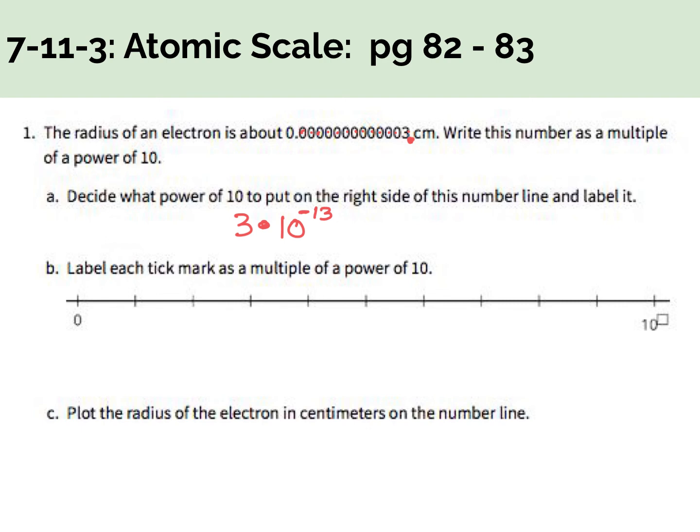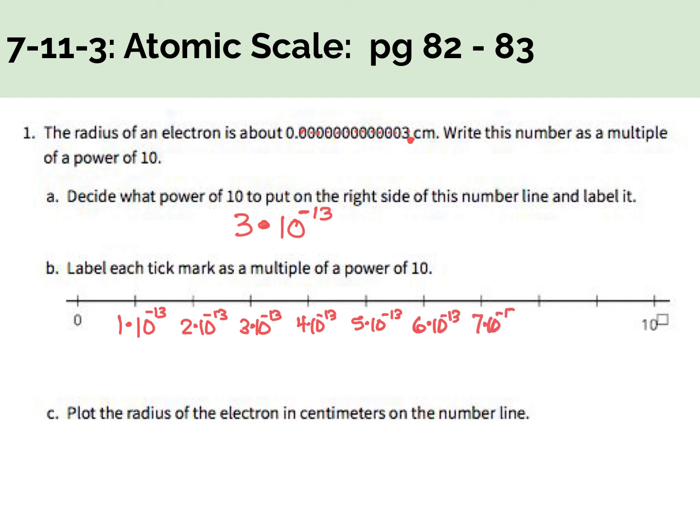So now we need to go ahead and label our number line. Since we're dealing with 3 times 10 to the negative 13, and we can label it different ways, I'm going to say that this is 1 times 10 to the negative 13. And then we have 2 times 10 to the negative 13, 3 times 10 to the negative 13, 4 times 10 to the negative 13, 5 times 10 to the negative 13, 6 times 10 to the negative 13.